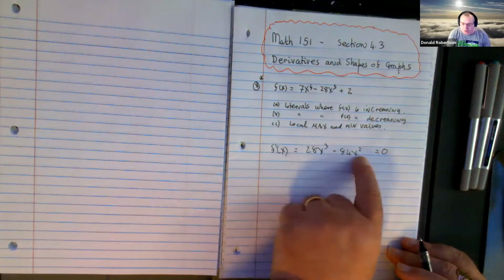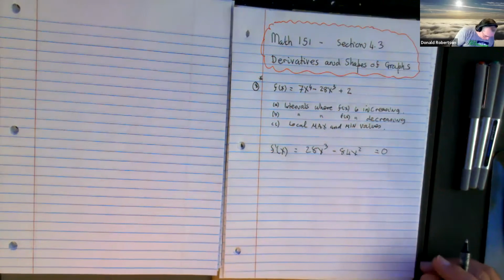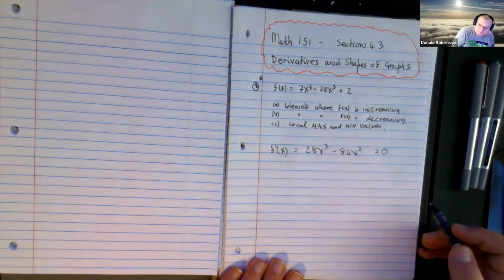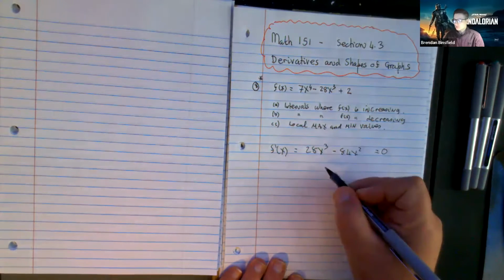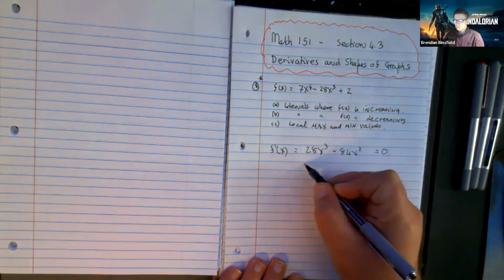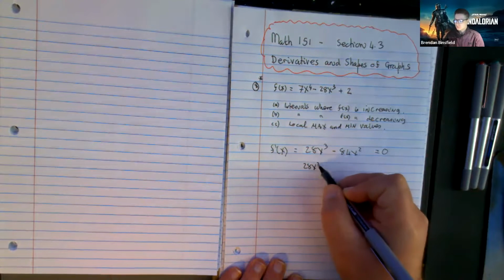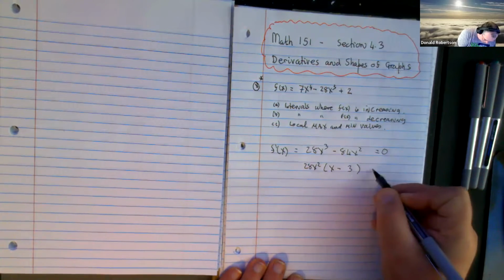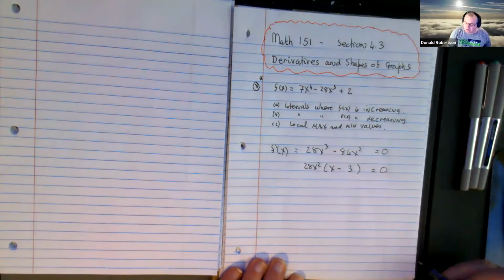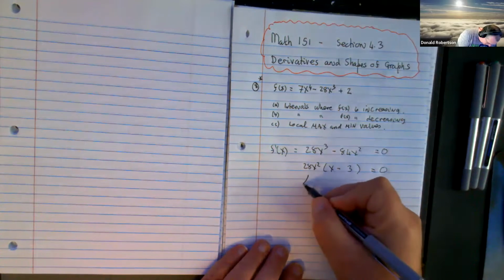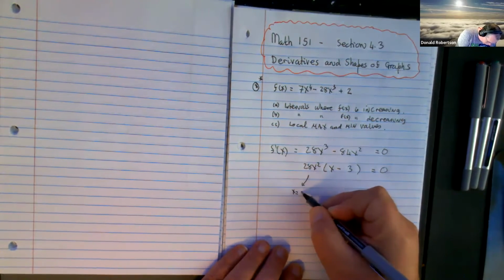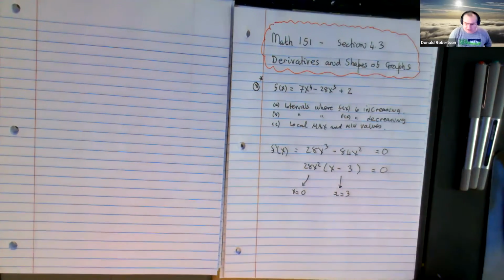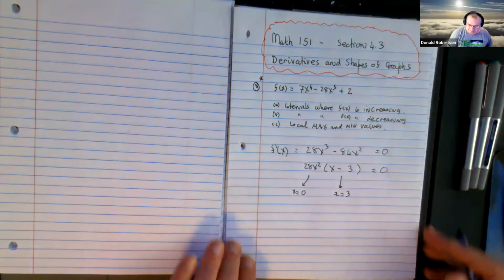Anybody tell me a good common factor to pull out here? 28x squared. And that'll leave me with an x, take away 3, I hope. Agreed? Right. So what does that give me? It gives me what we call critical numbers. It gives me 2 x coordinates where something interesting is typically going to happen.